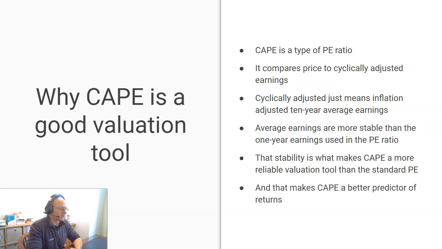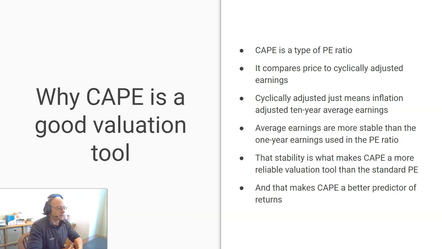Okay, so why is CAPE a good valuation tool? Well, it's basically a PE ratio, price to earnings, and with a price to earnings ratio, you're effectively trying to compare price to value. So earnings is a proxy for the intrinsic value of an investment.